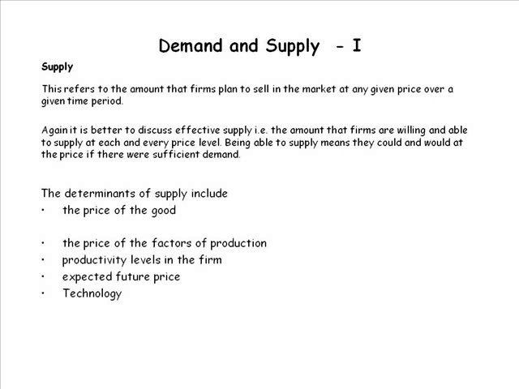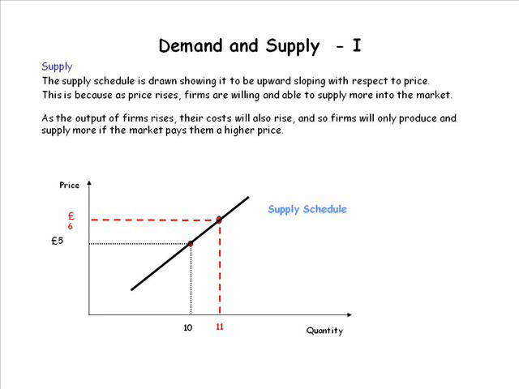Now, the determinants of supply are going to include the price of the good, the price of the factors of production that make up the good: land, labour, capital, enterprise, productivity levels, expected future price, and technology. The supply curve is drawn upward sloping with respect to price.